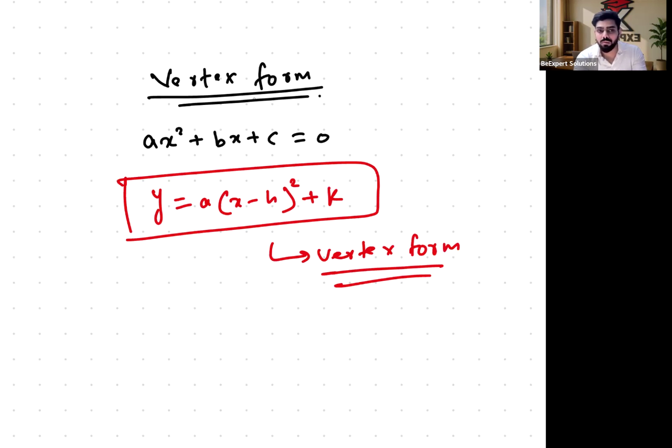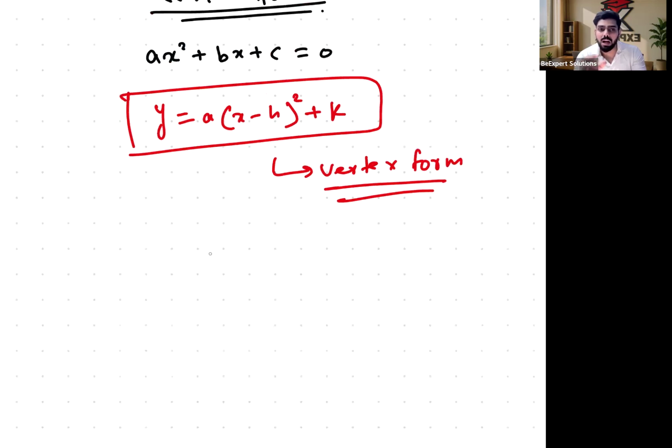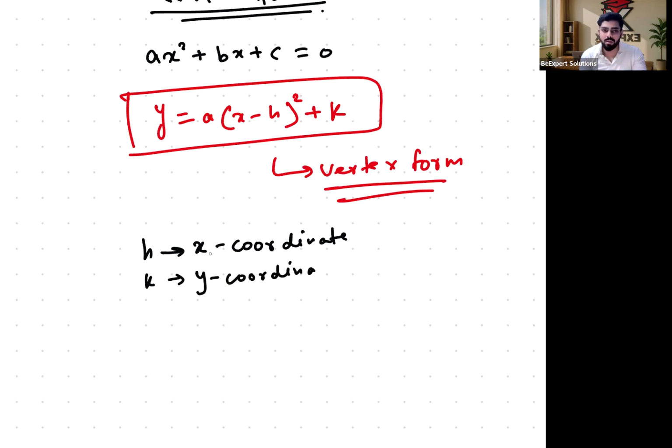Now, how do we find the maximum and minimum points, and what are h and k here? First of all, let's talk about the h value. The h value is basically the x coordinate here, and the k is basically the y coordinate here. So now you know what my x coordinate and my y coordinate are. So the vertex is basically h comma k.